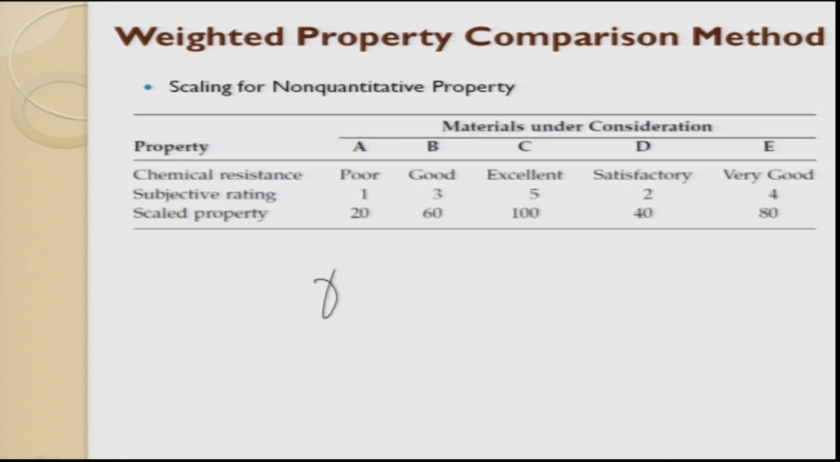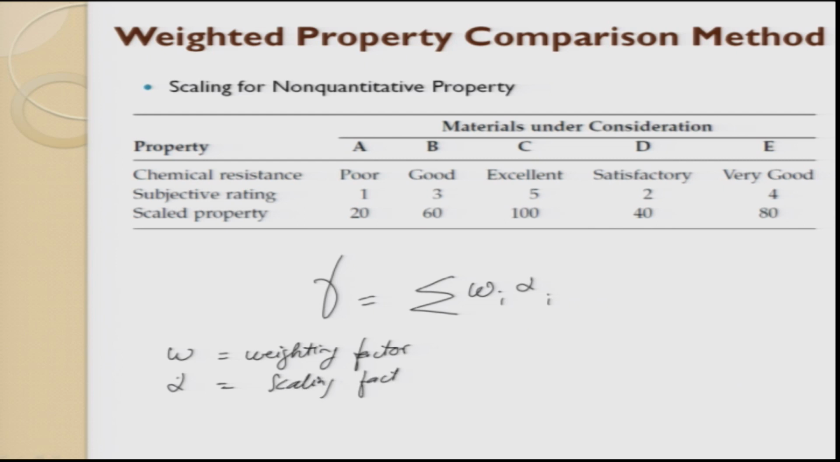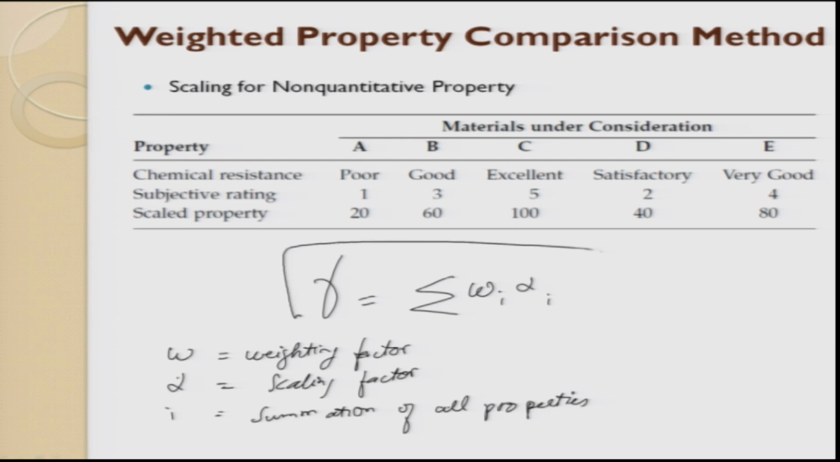Finally we come to a new term called gamma, which is the summation of wi into alpha i, where w is the weighting factor, alpha is the scaling factor, and i is the index over all properties which you have considered. So we get a term called gamma. This is a non-qualitative property.